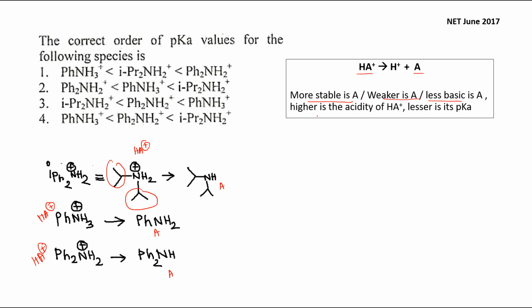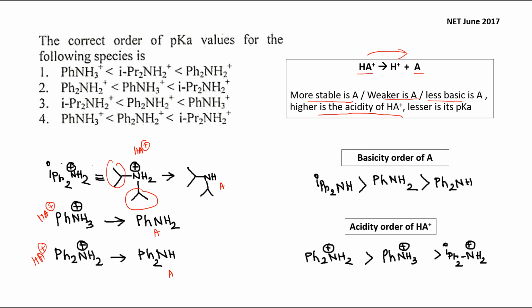So when it is happening, that means higher is the acidity of HA plus. The tendency is that it will be shifting towards the right hand side. So more H plus we can get. More H plus we can get means lesser is its pKa. So here this is the relationship. If it is so, now the acidity and basicity order of A and HA plus will be like this.